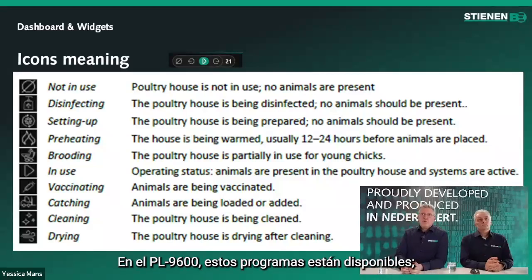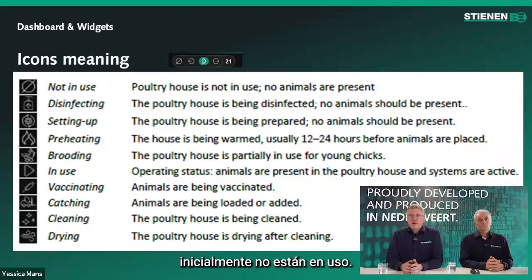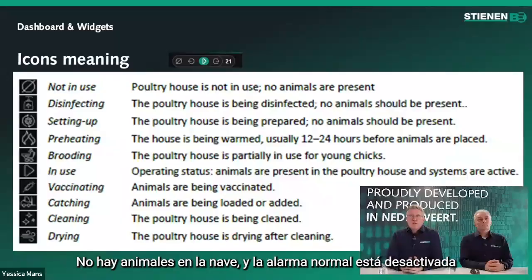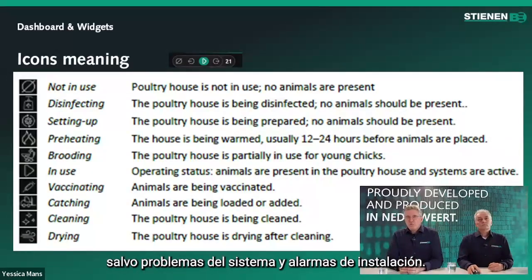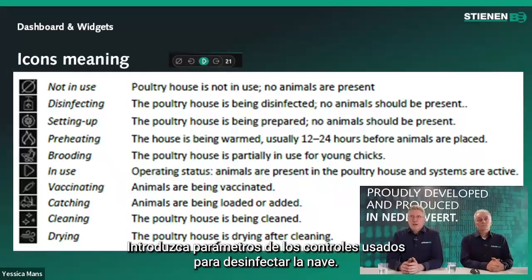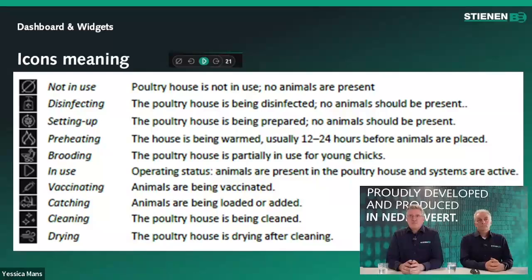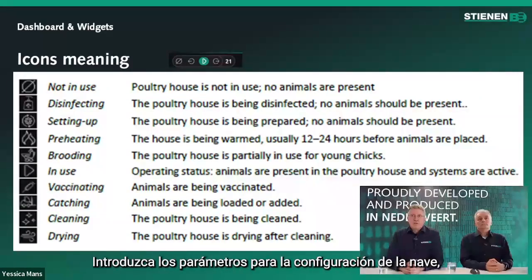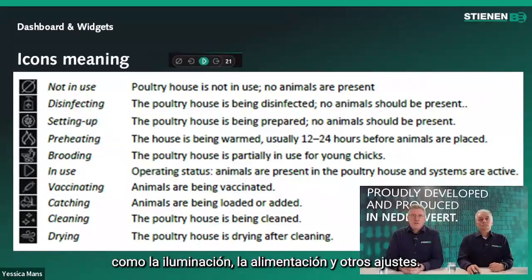In this slide, the programs are available in the PL-9600. So, first, not in use. There are no animals in the house, and the normal alarm system is switched off, except for system problems and installation alarms. New in the PL-9600 is disinfecting. Enter the parameters for the controls you are used to disinfect the house. Also new in the PL-9600 is setting up. Enter the parameters for the controls as you use to set up the house, such as light, feed, etc.